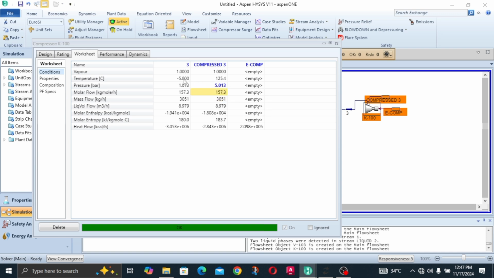It gained 4 bar. And then, as you can see, there is direct proportionality of temperature and pressure. Temperature is a function of pressure. An increase in pressure leads to an increase in temperature. So we have our temperature spiking up from -5 to 125.4. That's really, really crazy.